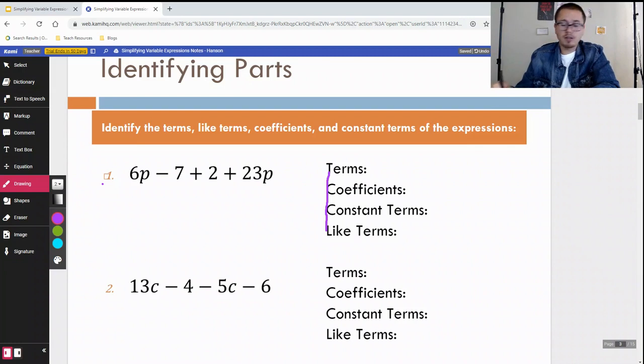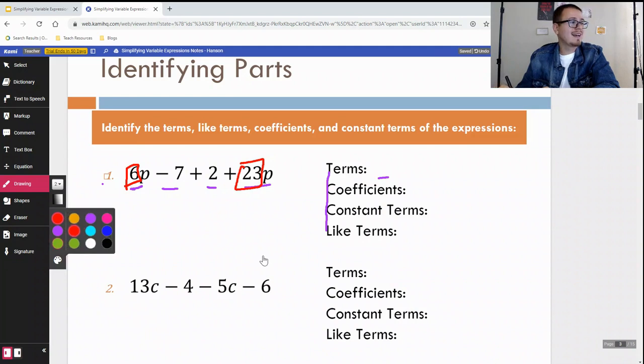So the terms are just everything. So this is a term. This is a term. This is a term. This is a term. Those are all your terms. So you'd write those here. Your coefficients, those are the numbers in front of the variable. So we have two variables, right? Two p's, 6p and 23p. So your coefficient is the 6 and your coefficient is the 23. The constants don't change. So numbers, plain numbers don't change. They're just going to be numbers. They're going to be the same number that they were unless something happens. And this is a constant and that's a constant.